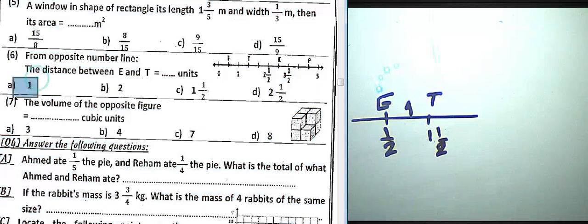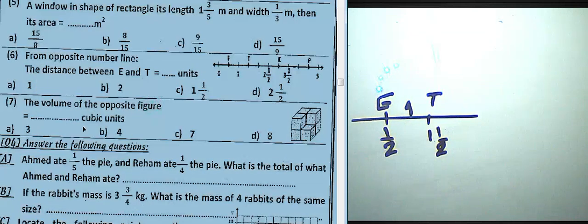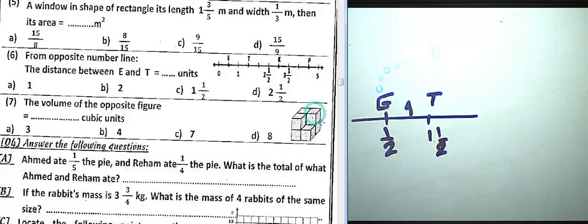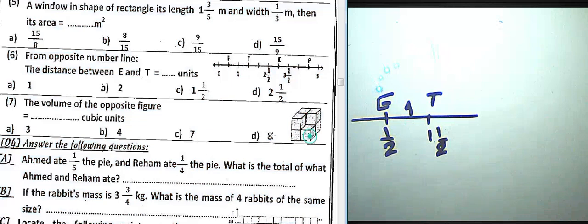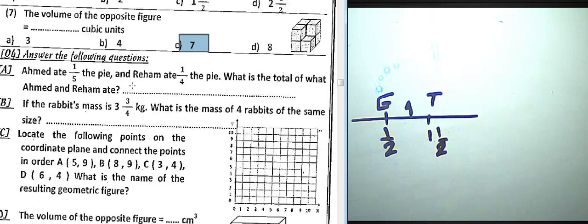1. The volume of the opposite figure equals, we can count all cubes here. Count with me. We have 1, 2, 3, 4, 5, 6, 7. We have 7 cubes here. Then the volume of the opposite figure equals 7 cubic units.